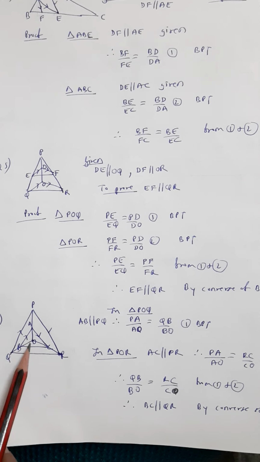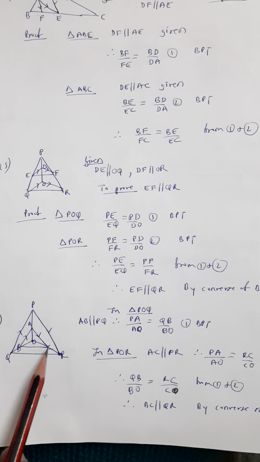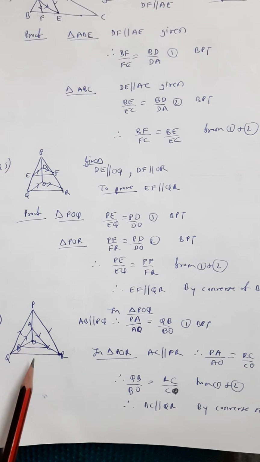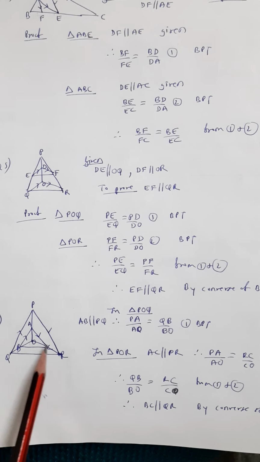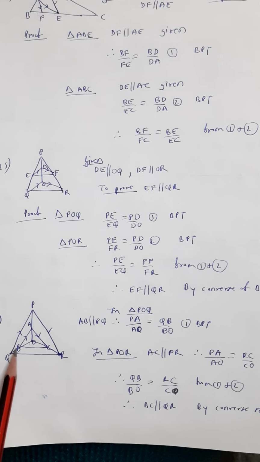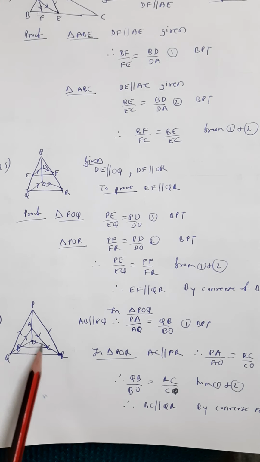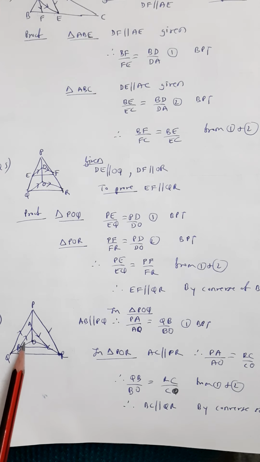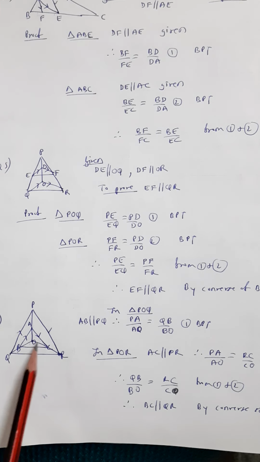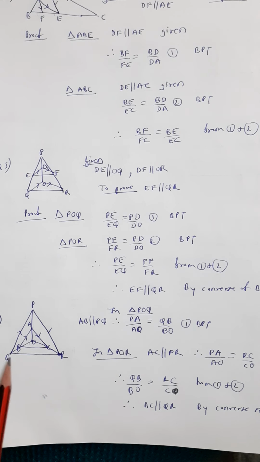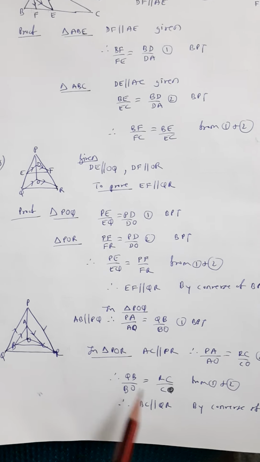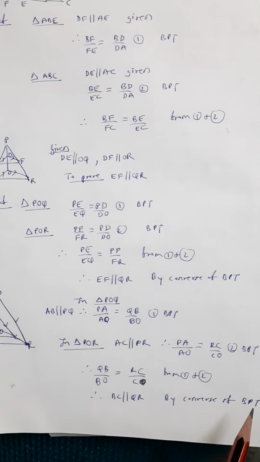So if QB by BO equal to RC by CO, then by converse of BPT, what is the conclusion? BC is parallel to QR, because the converse says that in a triangle, if a line divides two sides in the same ratio, then that line is parallel to the third side. So QB by BO equal to RC by CO we have proved. Therefore we can say that this line is parallel to this. Reason we'll write: converse of basic proportionality theorem.